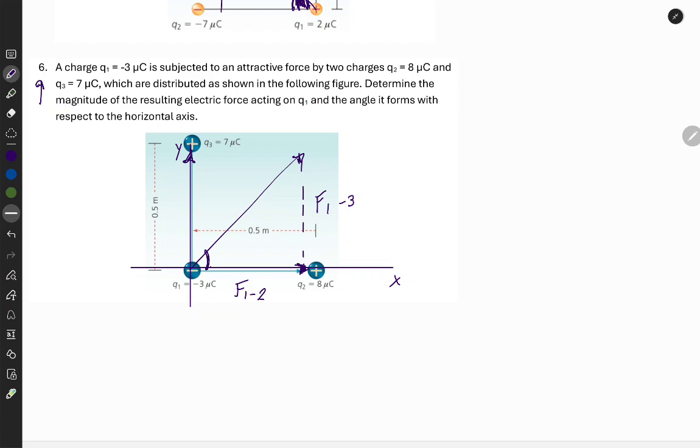We are going to have charge number 1 that is minus 3 microcoulombs, charge number 2, 8 microcoulombs, and charge number 3, 7 microcoulombs. You need to determine the resulting force, or the net force, and the angle it forms with respect to the horizontal axis. For that, first of all, you need to calculate the hypotenuse, that is the net force. Remember that to solve the right triangle, you can use the Pythagorean theorem and the trigonometric functions.